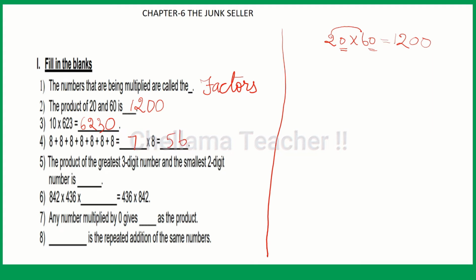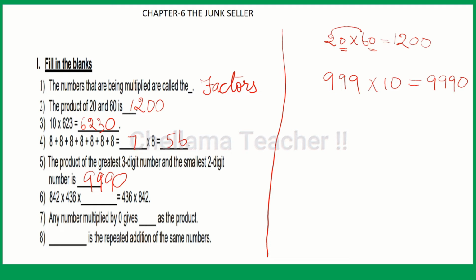56. The product of the greatest 3-digit number and the smallest 2-digit number is, the greatest 3-digit number is 999. Yes, 999. And the smallest 2-digit number is 10. So it is 999 and 0 at the end. The answer is 9990.